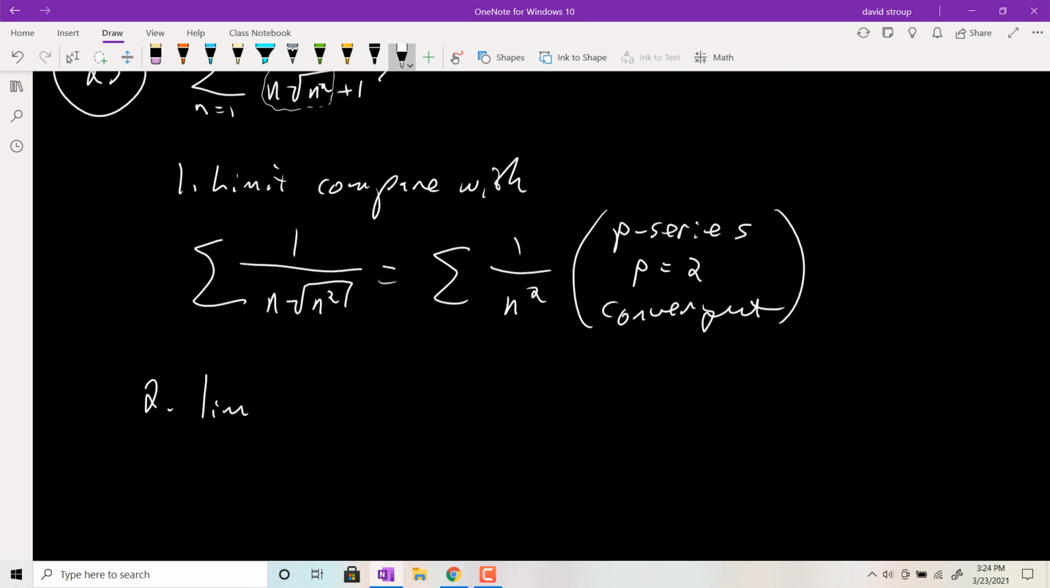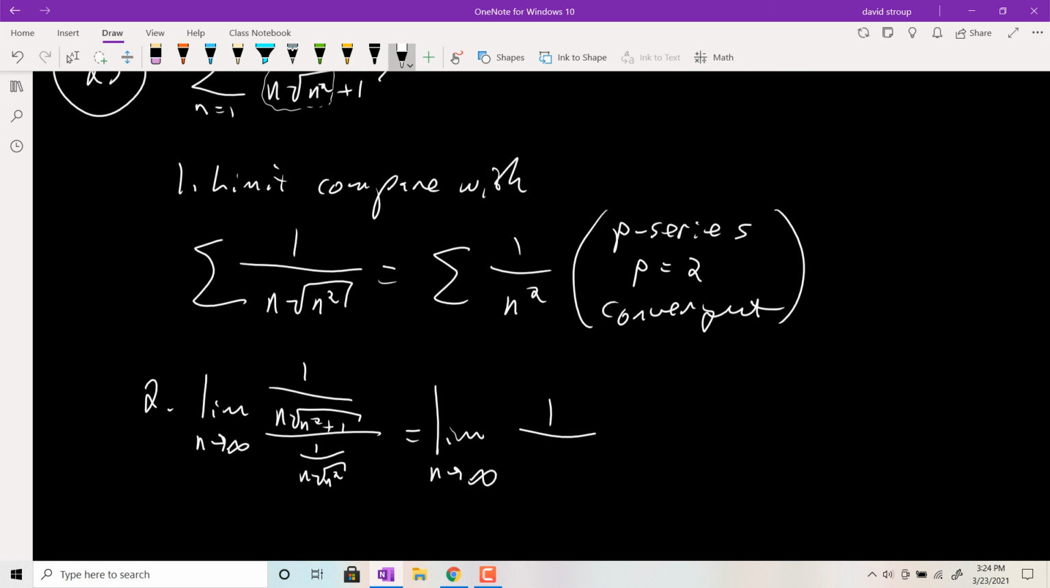Okay, so just take either series and put it up top. I'll use 1 all over n times the square root of n squared plus 1, and then divided by 1 all over n square root of n squared as n goes to infinity. Rewrite that, and you get the limit as n goes to infinity of 1 all over n times the square root of n squared plus 1 times n all over n square root of n squared all over 1. And of course, you don't need to write n square root of n squared. It's silly. Just put 1 over n squared.